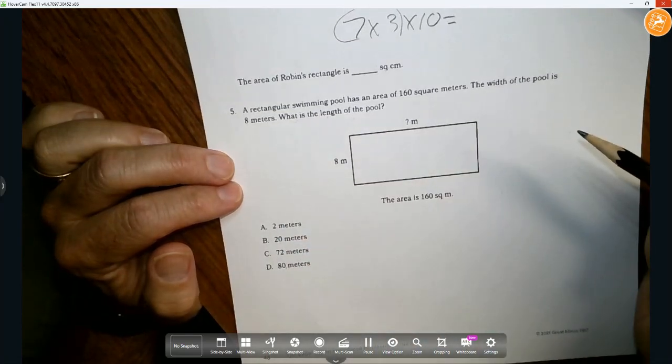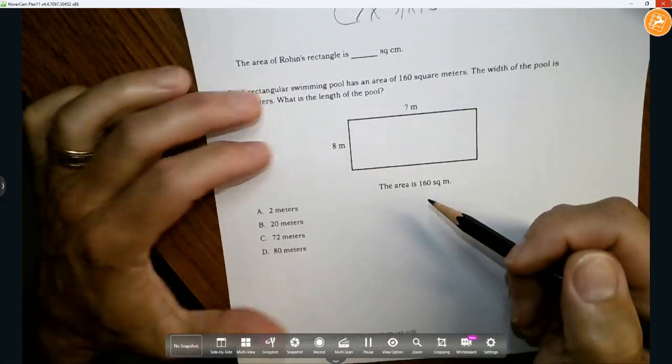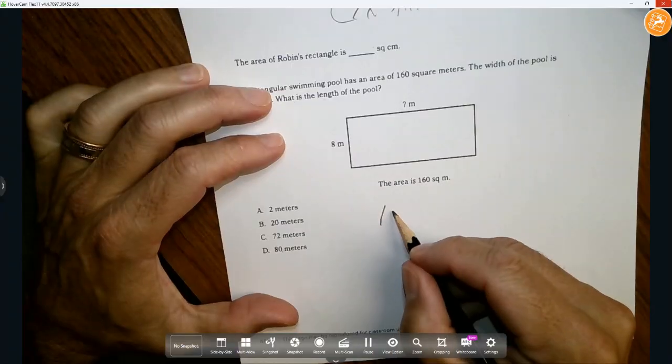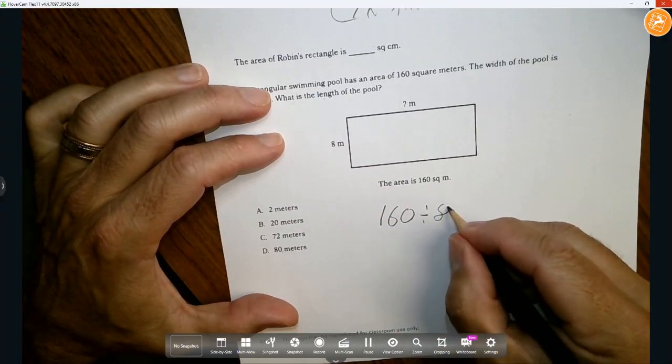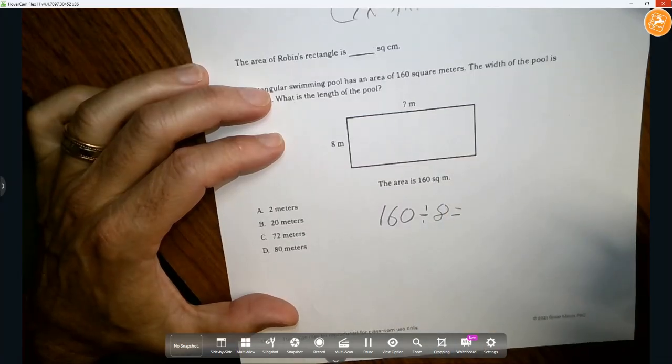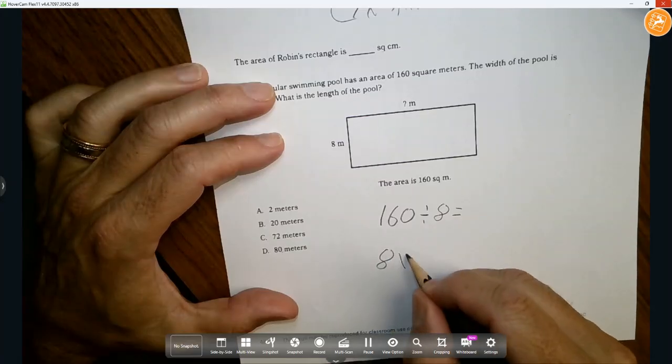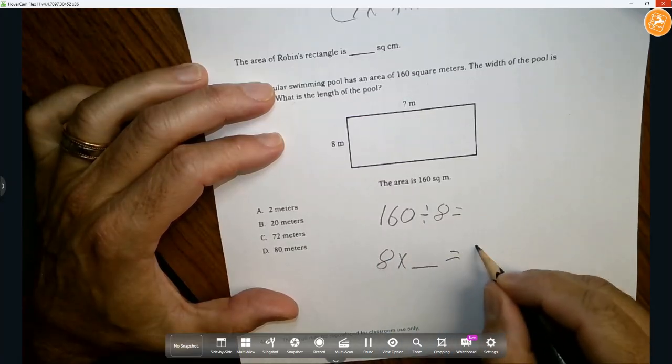They're helping us out. So now we need to figure out what 160 divided by 8 equals. Can you do this backwards? Would that help you? If you figure out 8 times what equals 160?